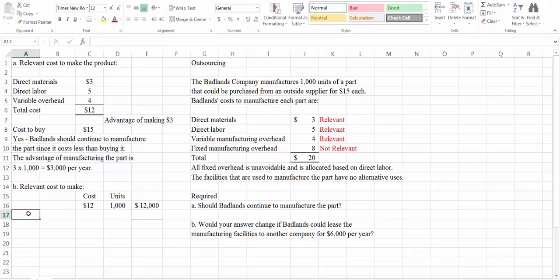We're going to add to that the opportunity cost. Remember, opportunity cost is what you give up in one situation over another situation. So the opportunity cost of making the product is that we can't lease the facility. So the opportunity cost here is $6,000. All right. So we're going to make our total cost to make $18,000.